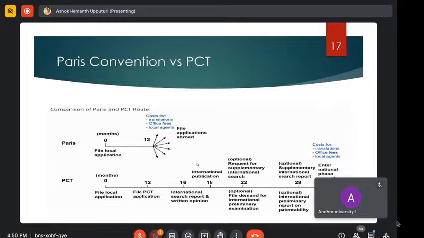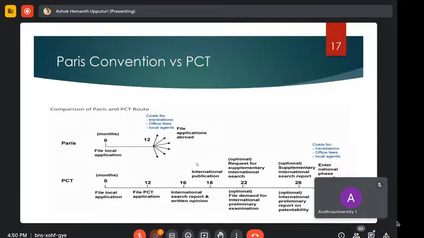So international publication happens, the PCT application will be published, as well as the international search report and written opinion, as part of the international publication at the 18th month. After that, these are all optional. For example, based on the international search report and written opinion, you feel that you need to modify the claims. You can modify the claims and you can request a supplementary international search as well.